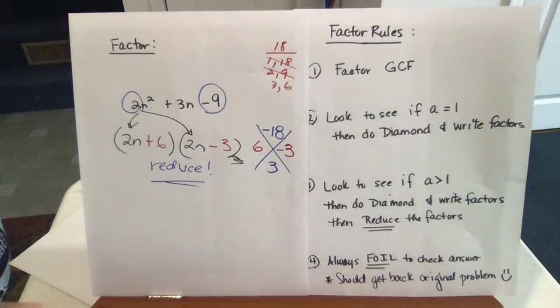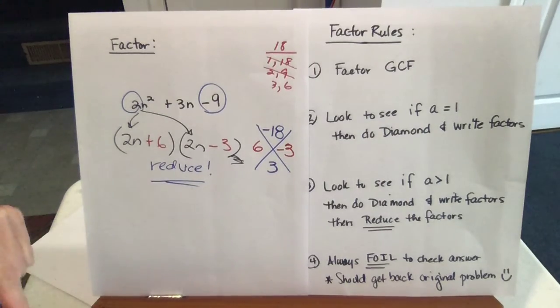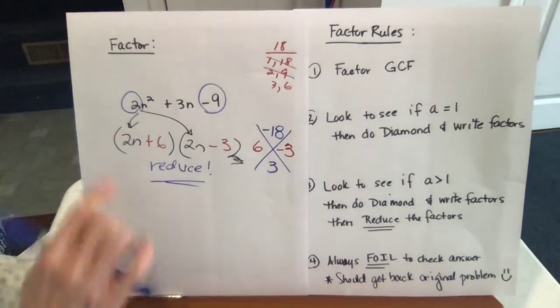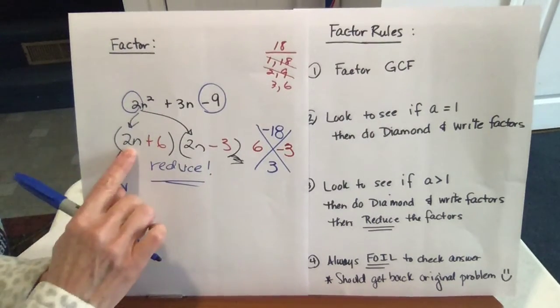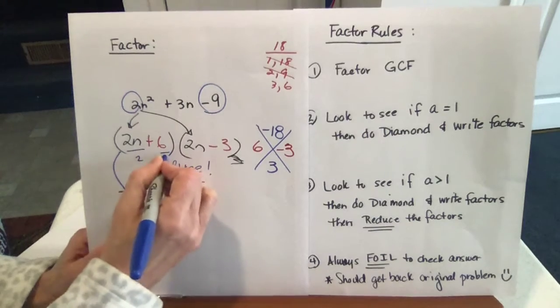If you did not take out a GCF and you reduce, you're going to lose it. That's why you always check the GCF first. We checked the GCF, we didn't have one. But now we're going to reduce, and this guy reduces by 2. So we'll divide by 2, divide by 2.